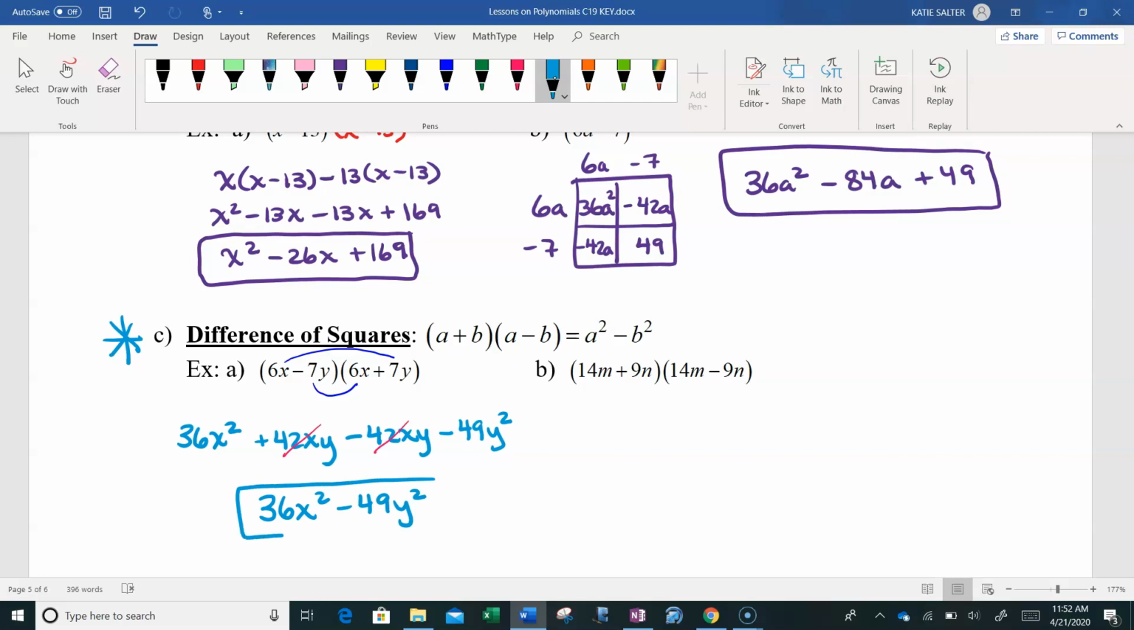And we call this very special product a difference of squares because that's exactly what it is. You have a perfect square minus a perfect square, so it's called a difference of squares. All right, pause the video and try the next one.